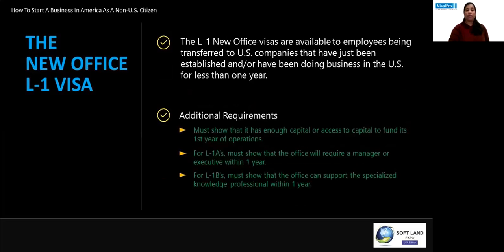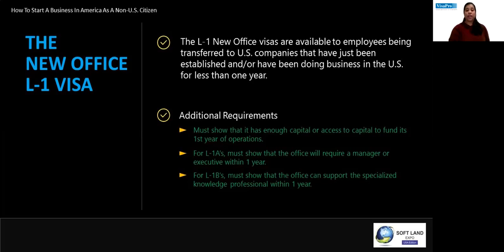In addition to the requirements we discussed, to secure a new office L1 visa, a few additional requirements have to be met. The new office should have enough capital or access to capital to fund its first year of operations. For L1As, you need to be prepared to show that the new office will require and support a manager or executive within 1 year. You're going to need a good business plan. For new office L1Bs, you have to be prepared to show that the new office can support the specialized knowledge professional within a year. For starting a business in the U.S. as a foreign national, the new office L1 is a great option.